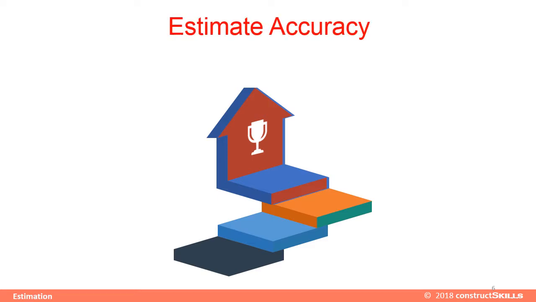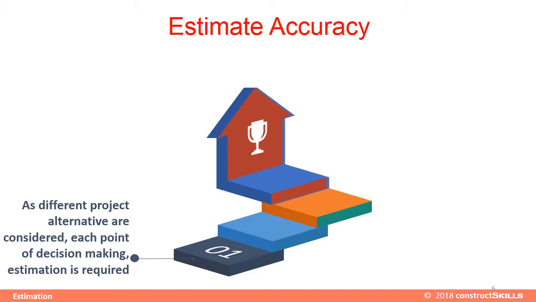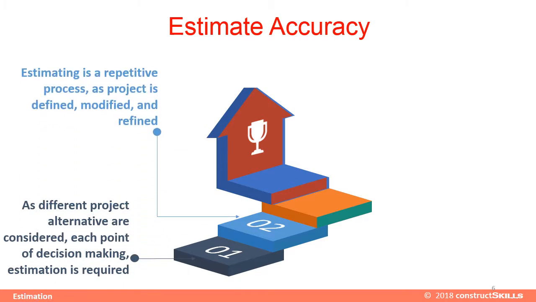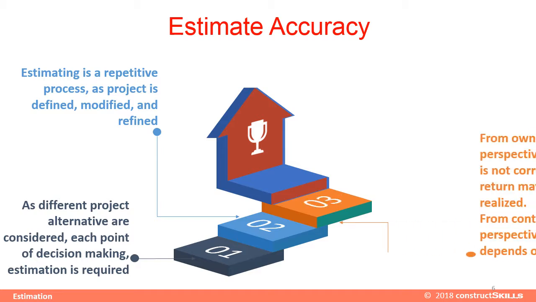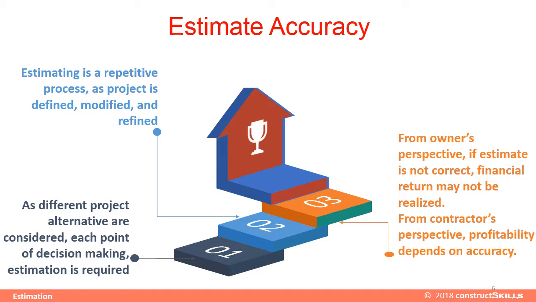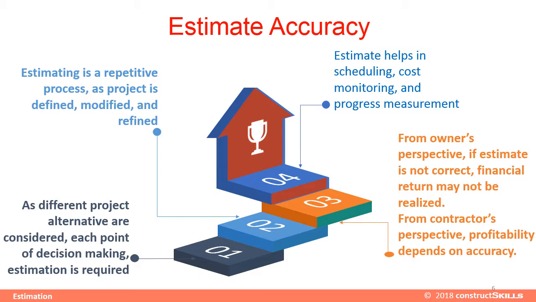Estimate accuracy matters for the following reasons. As different project alternatives are considered, at each point of decision making, cost estimation is required. Estimating is a repetitive process, as the project is defined, modified, and refined. From the owner's perspective, if the estimate is not correct, financial return may not be realized. From the contractor's perspective, profitability depends on accuracy. An estimate helps in scheduling, cost monitoring, and progress measurement.